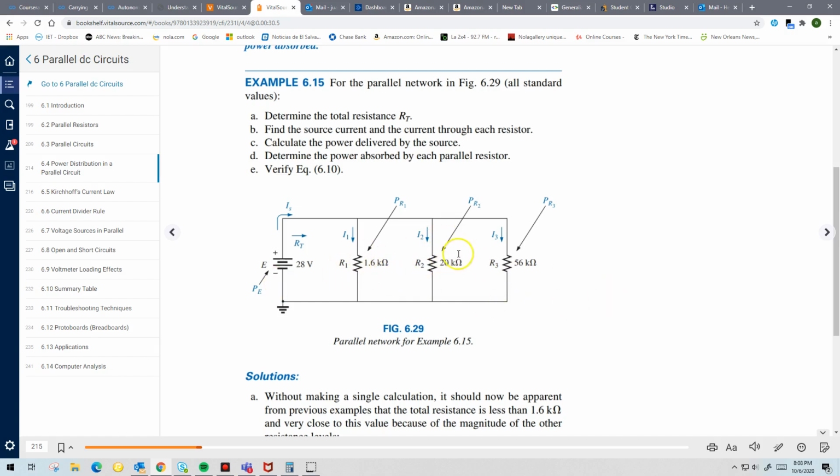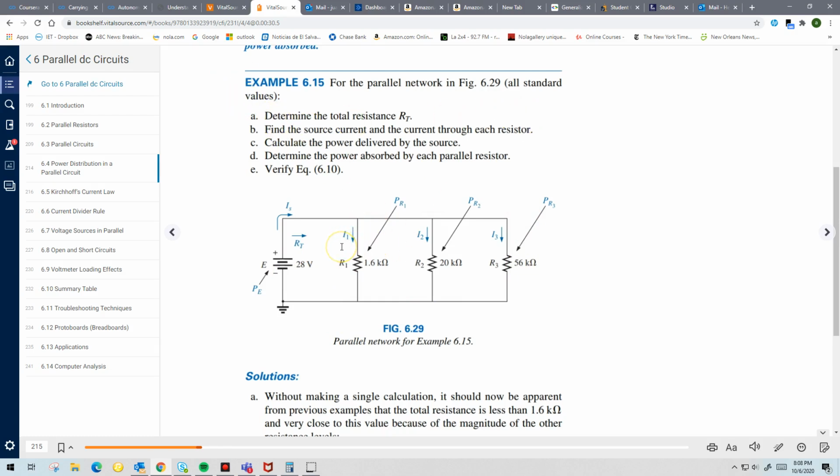But let's say you combine the 20 and the 56, right? You go 20 times 56 over 76, and that result you combine with the 1.6 using the 2 resistor formula, and that gives you the total resistance. So right there I know what to do. And it says find the source current. Well, it's easy now, because if you know the total resistance, use Ohm's law. It'll be 28 volts divided by the total resistance. That gives me the source current.